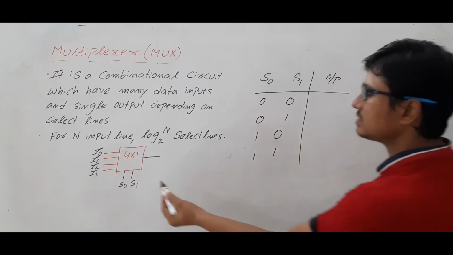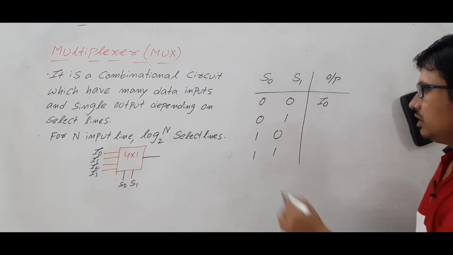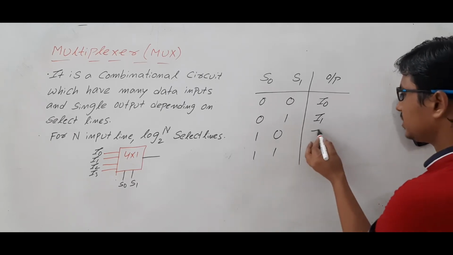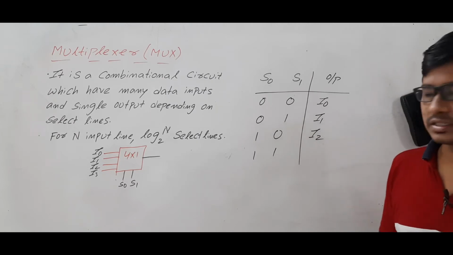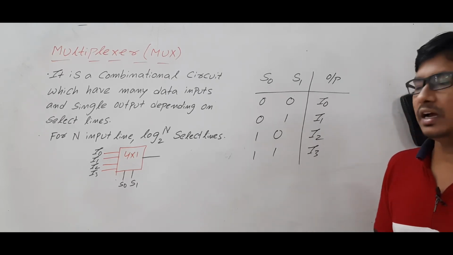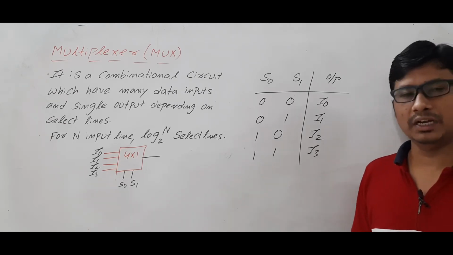If the select lines are 0, 0, it will produce the output as I0. If it is 0, 1, it will produce the output as I1. If it is 1, 0, it will produce the output as I2. If it is 1, 1, it will produce the output as I3. I hope you have understood the truth table of the multiplexer.